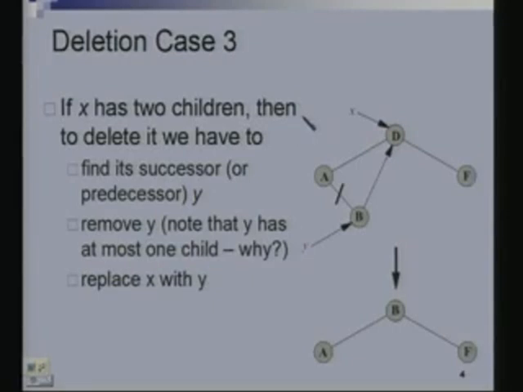Predecessor can take time as large as the height of the tree, because we will have to go once left and then keep going right. So in the worst case, we take time proportional to the height of the tree. This is the case in which we take the most time. And how much time do we take in the worst case? Order the height of the tree.